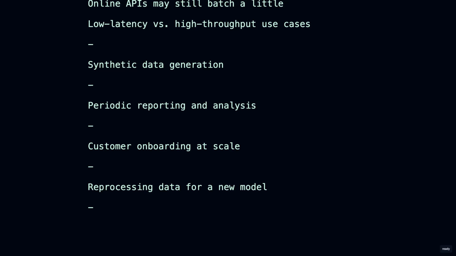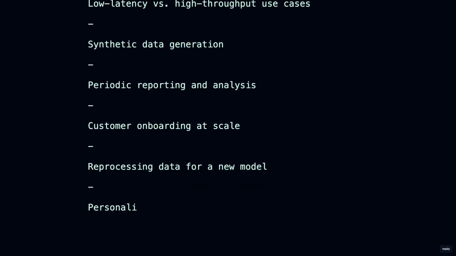Large-scale personalized content is another good example. If you're generating recommendations or newsletters for many users, you can process them in bulk instead of serving each one interactively.